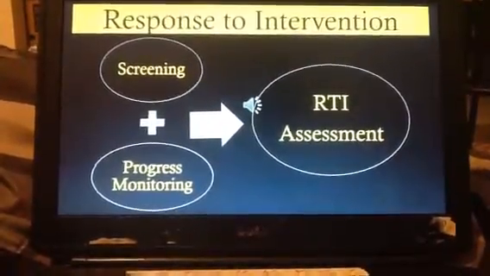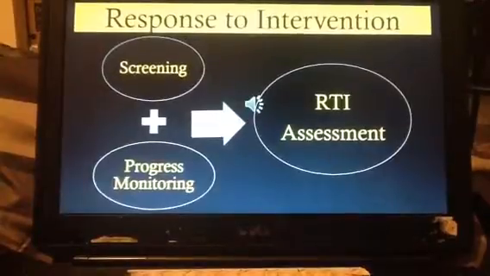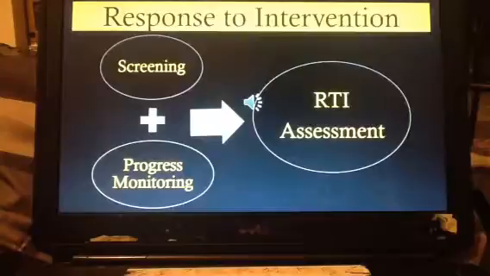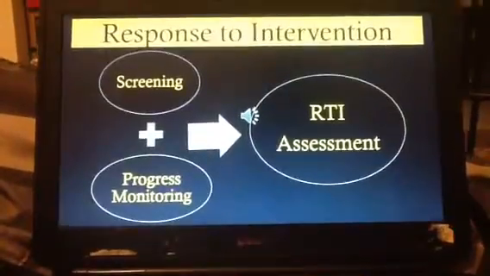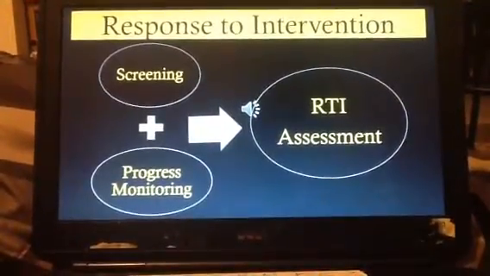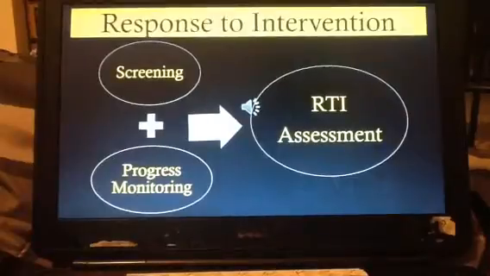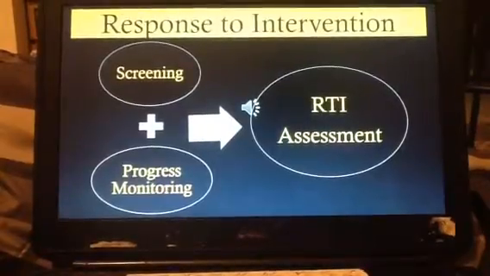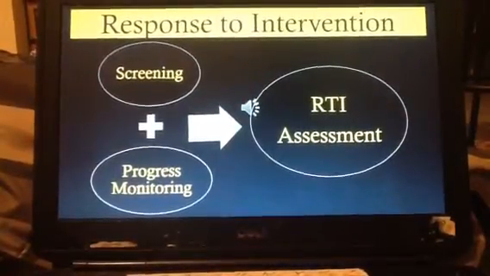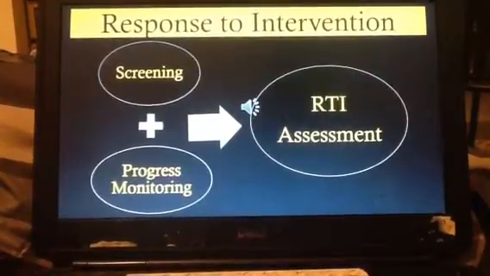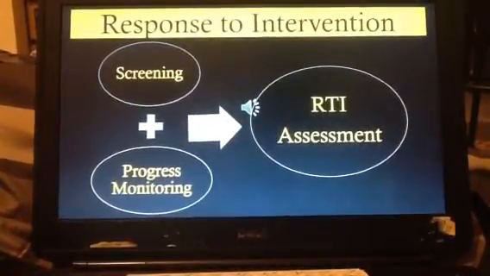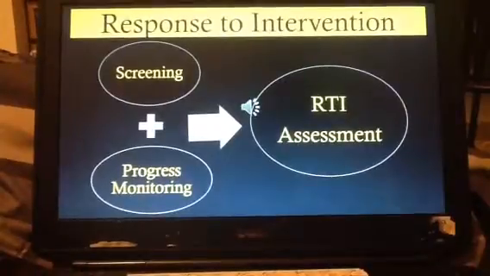Screening is typically accomplished by administering a brief measure, typically 2 times a year, maybe 3 times a year, in the early fall and the late spring. It's designed to predict outcomes related to a state or district reading assessment. The outcomes are compared to a benchmark or a cutoff point, and they're used to determine a risk status for each student. Screening should be developmentally appropriate, valid, and reliable, and it's usually done by the ESOL coordinator.